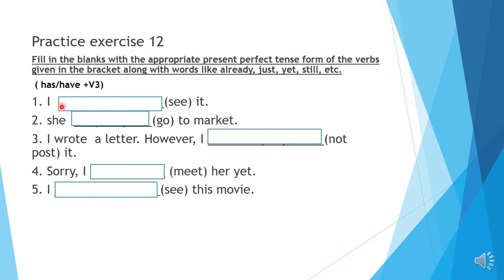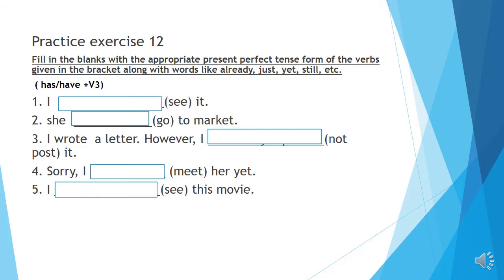I dash see it. Here present perfect tense is has or have plus V3. So I, after which word will come from has or have? We have already learnt. After I we have to use have. I have seen. V3 is seen. I have seen it. And any one word we have to use. So I use already. I have already seen it.